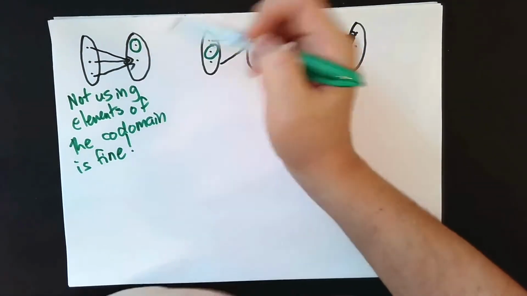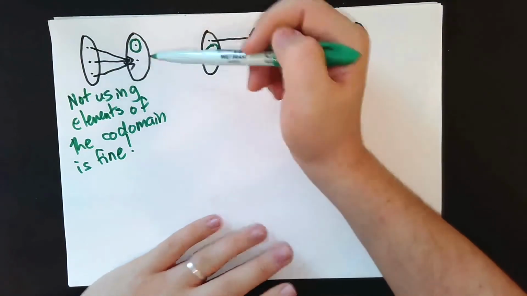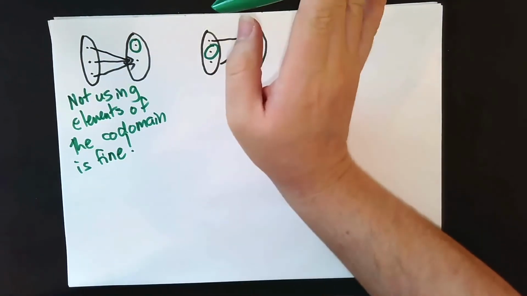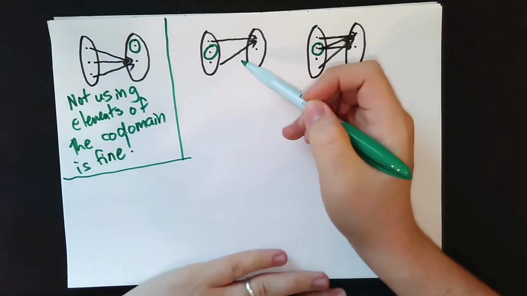So this is a perfectly fine function. This is indeed the function that sends all of 1, 2, and 3 to diamond. And that's just fine, no problem there. Here, though, we do run into a problem.